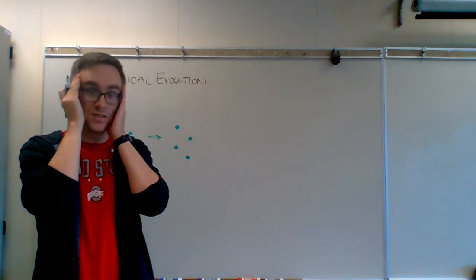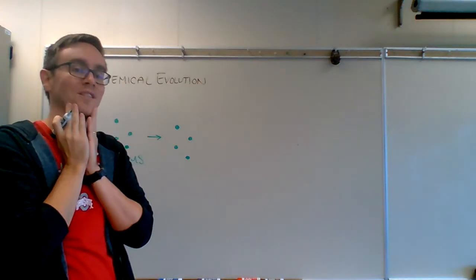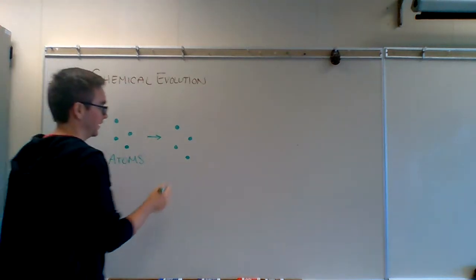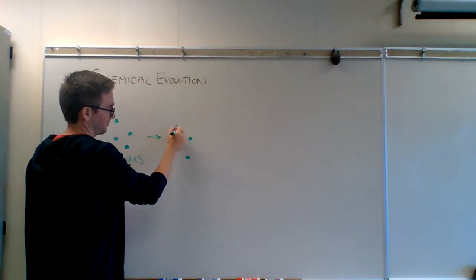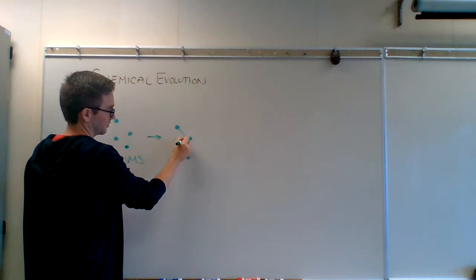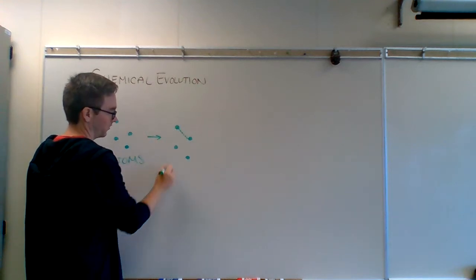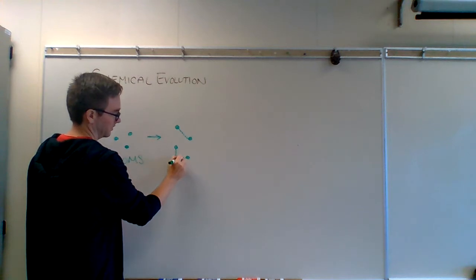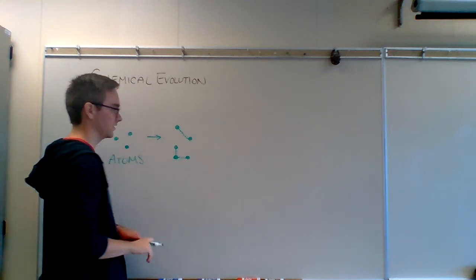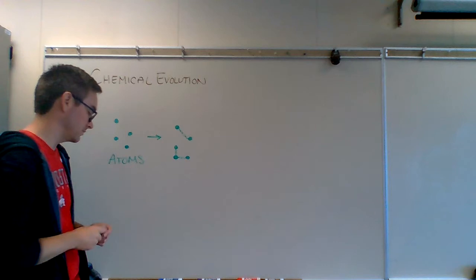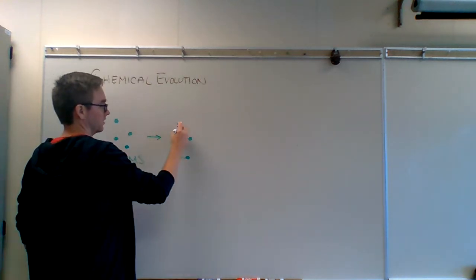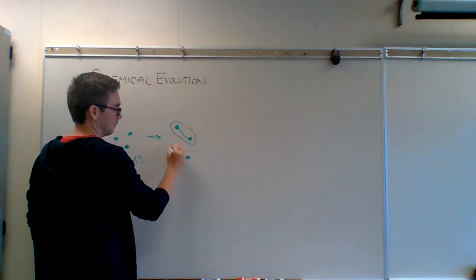Let's think back to physical science. We talked about covalent bonding, the sharing of electrons. So we start getting covalent bonds here. They start sharing electrons, and all of a sudden we've taken atoms and formed something different. We've created molecules.